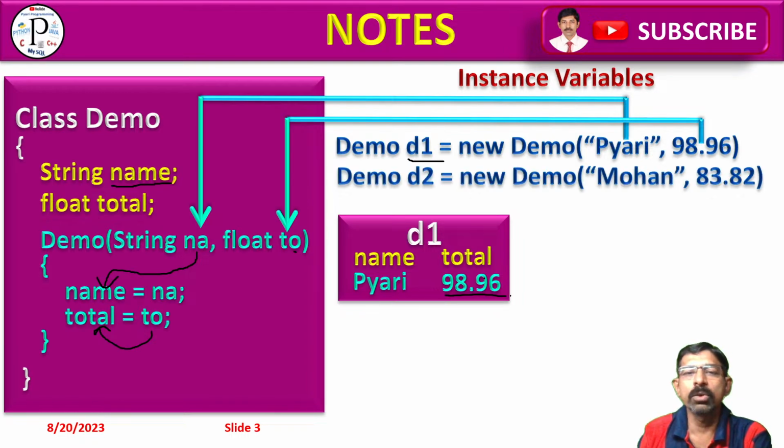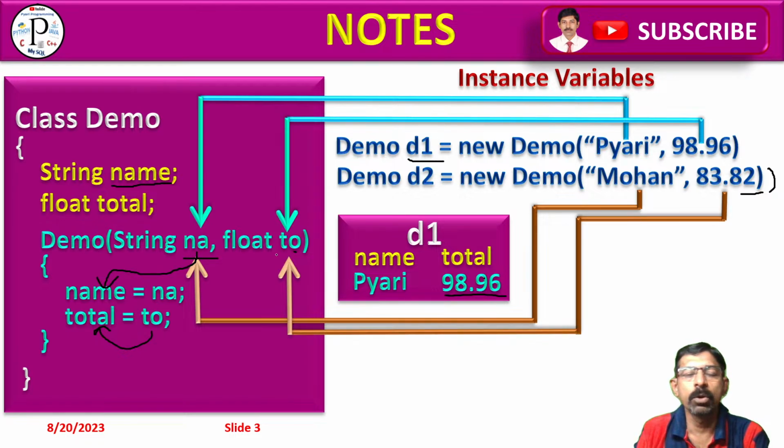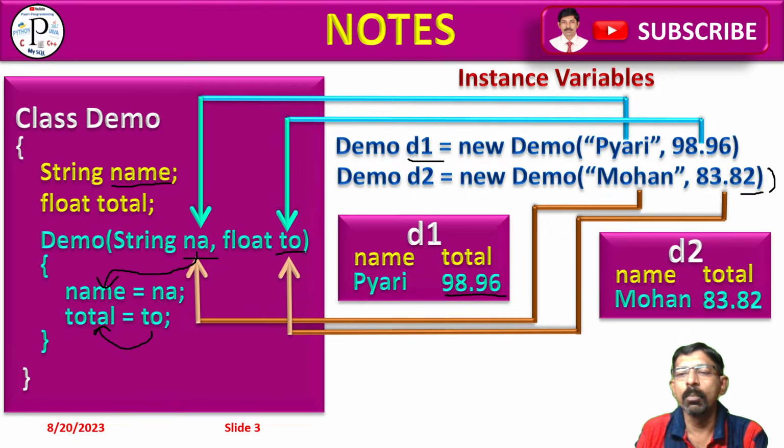I'm creating one more object over here in the form of D2, where I'm saying new demo Mohan and 83.82. This also has to be terminated with a semicolon and ended with F. Now this Mohan will be assigned to NA and this 83.82 will be assigned to TO. Now TO will be assigned to total. After assigning, it will create one more object, D2, where the name will be Mohan and total will be 83.82.